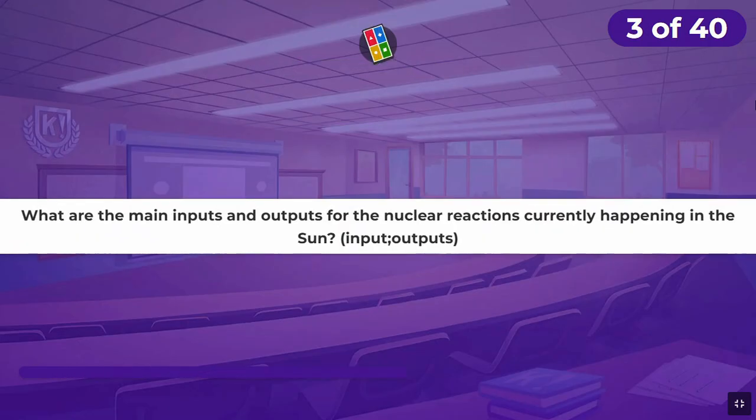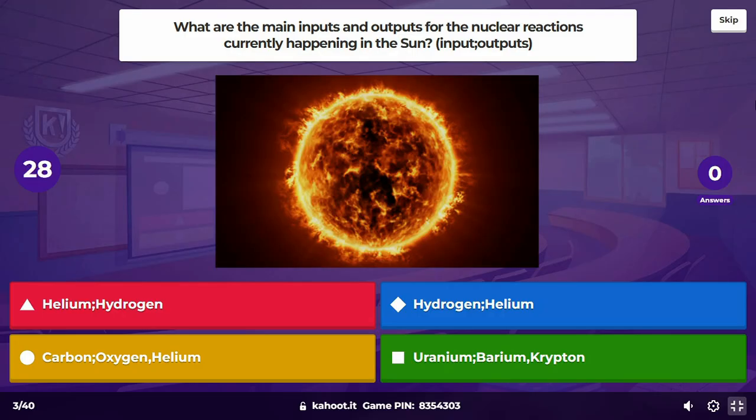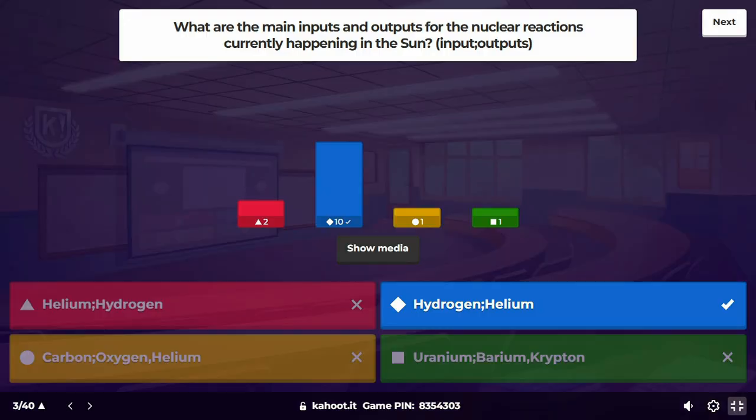So what were the main inputs and outputs for nuclear reactions happening in the sun? So what element or elements do you put in and what do you get out? So you put in 4 hydrogens, and you get out 1 helium.